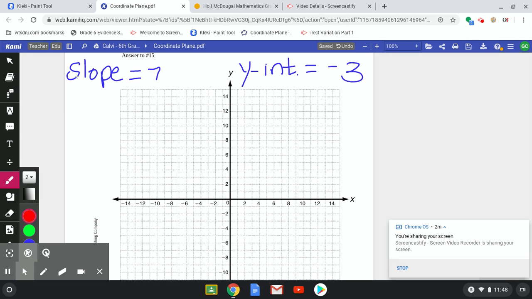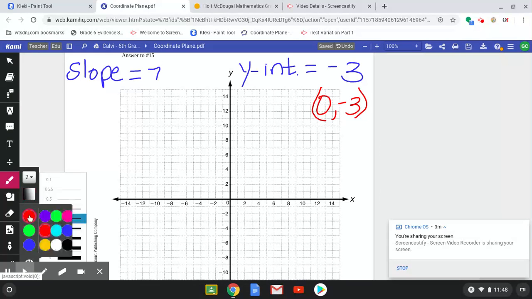Okay, problem 2, they're giving us a slope of 7 and a y-intercept of -3. So to plot this, I'm going to plot my y-intercept first. So they're telling me it's -3, so that point will be (0, -3). I'm going to always plot my y-intercept first.